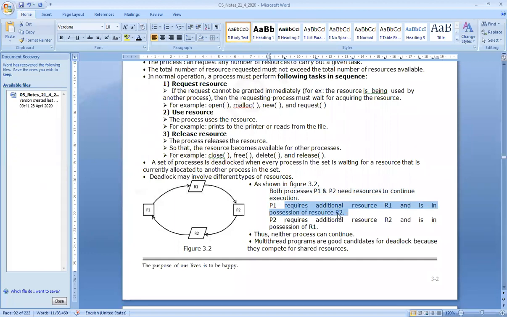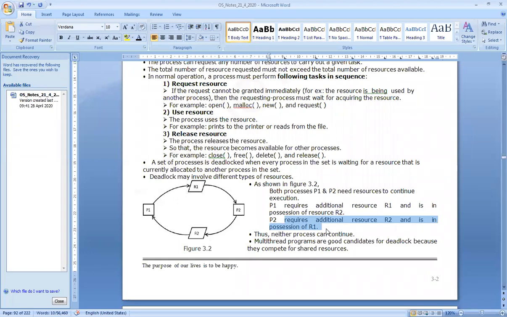Okay, so P1 requires an additional resource R1, and it is in possession of resource R2. In the same way, P2 requires an additional resource R2 and is in possession of R1. So what does that mean? P1 is already holding one resource, R2, but it is requesting resource R1. P2 is already holding R1, and it is requesting resource R2.